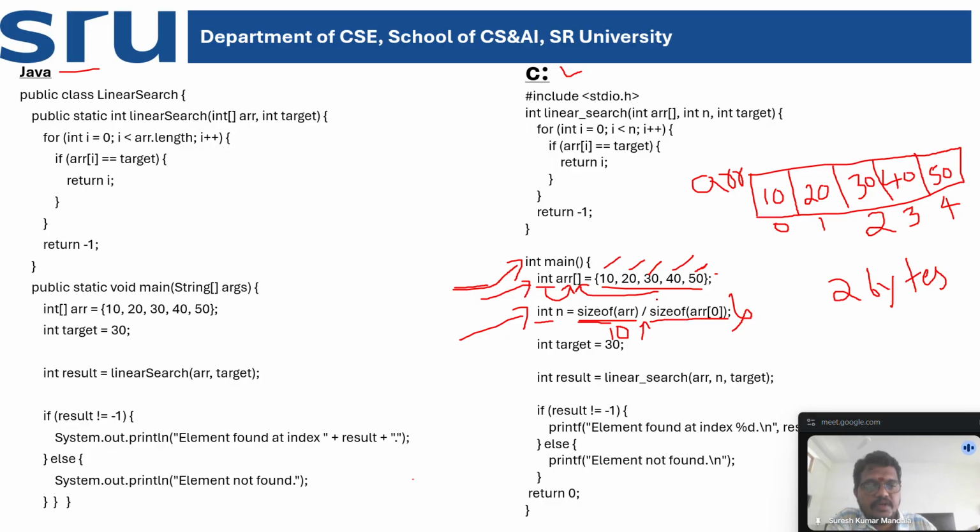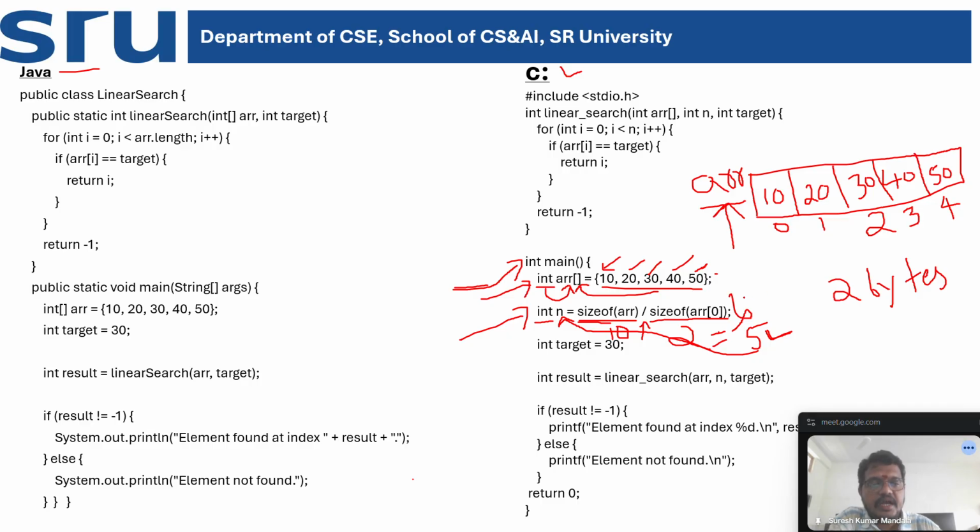sizeof(array[0]): array[0] has the value 10, and what is the size of that single value? It will return 2 bytes. 10 divided by 2, what is the answer we will get? 5. What is the indication? This 5 will be stored within the n value. This 5 indicates the number of elements present in the ARR array. The ARR array has a total of 5 elements. So to get that answer we are using this concept.